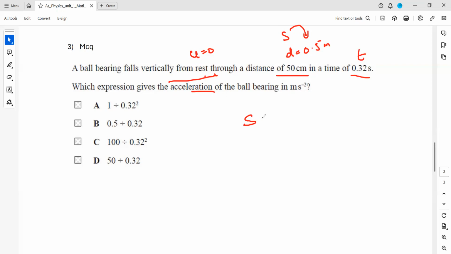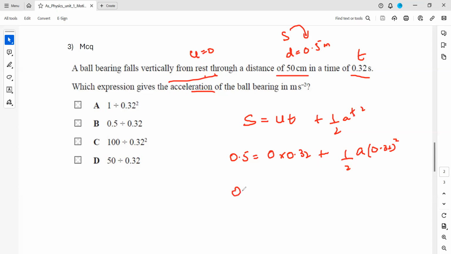So we can use the equation of motion in which s equals ut plus half at squared, where s is the displacement, which is 0.5. u is the initial velocity, that is 0. The time is 0.32. Plus half, acceleration, which is due to gravity, but we need an expression here, so we keep it as a. And what about the time? It will be 0.32 squared.